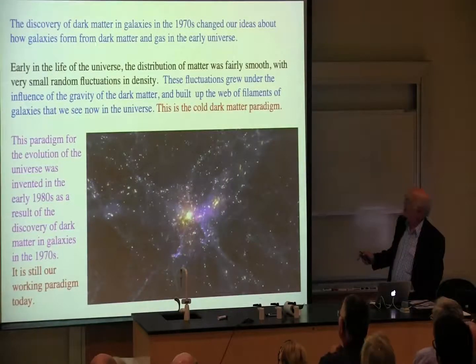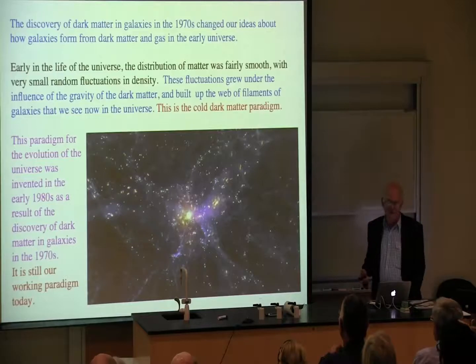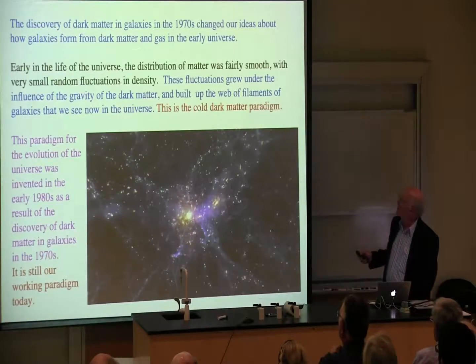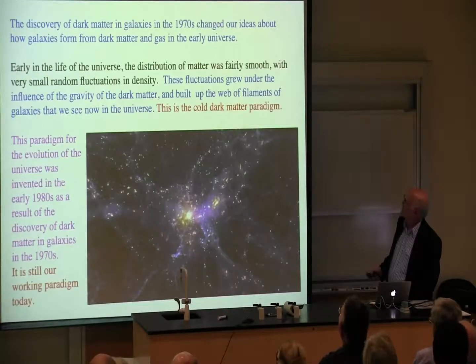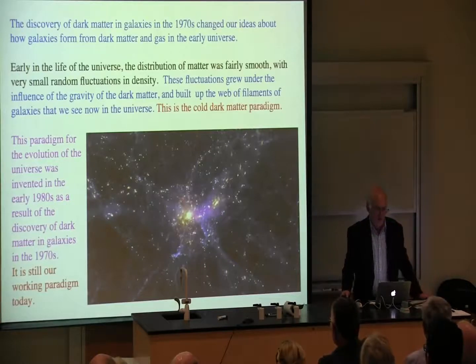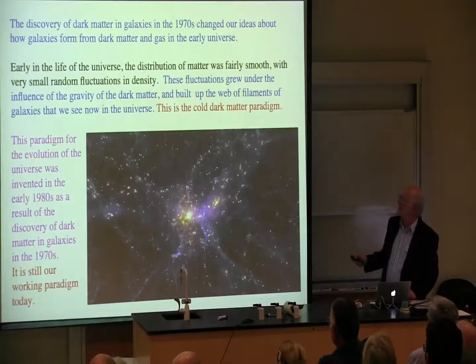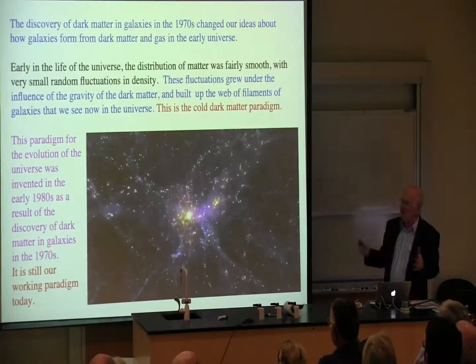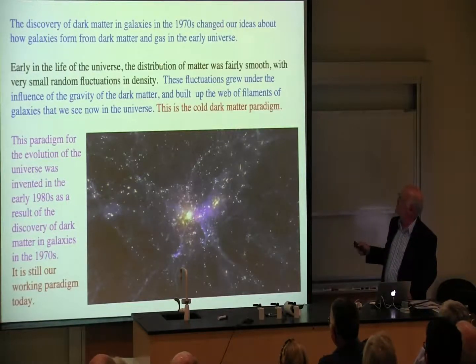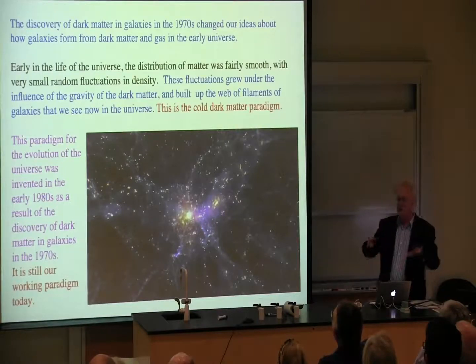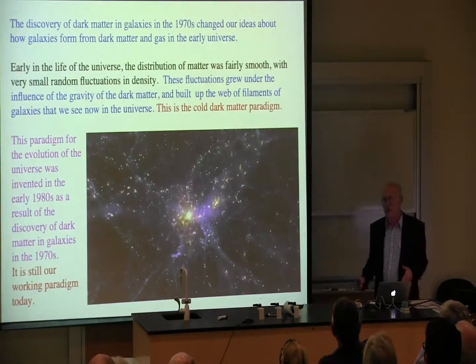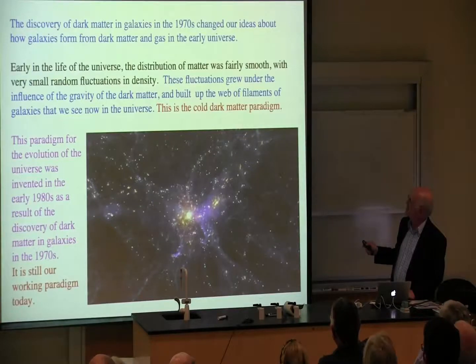As I mentioned earlier, this is not just a thing of passing interest for galaxies. It affects the entire structure of the universe. The discovery of dark matter in galaxies in the 1970s changed our ideas about how galaxies form from dark matter and gas early in the universe. So our understanding at the moment is that very early in the life of the universe, just after the Big Bang, the distribution of matter was fairly smooth, with just very small fluctuations of the order of 1 part in 100,000. And these fluctuations just grow naturally under the influence of gravity.